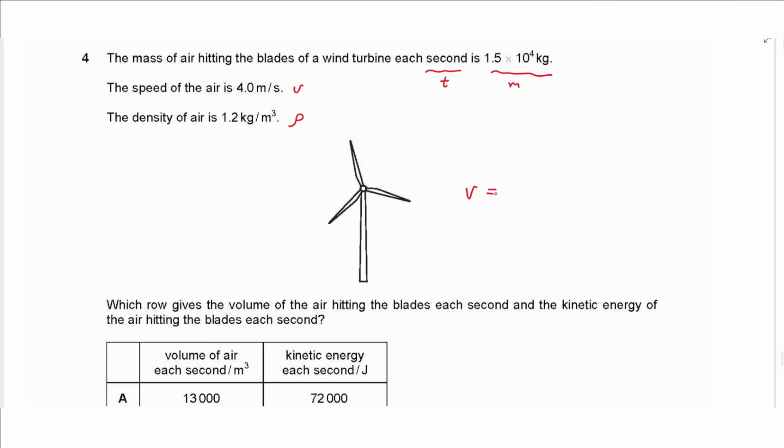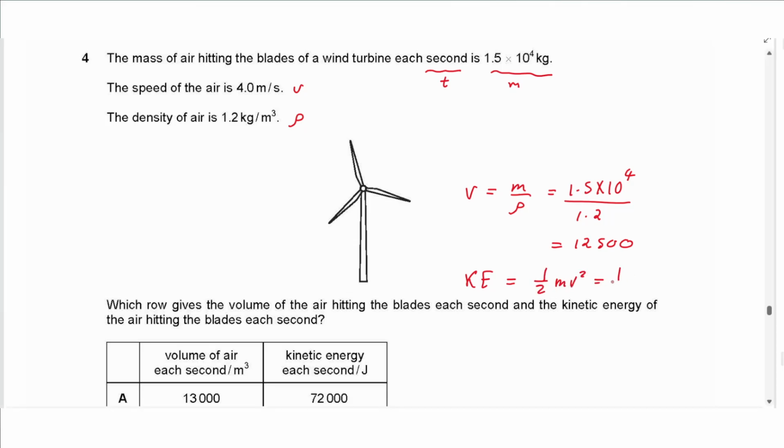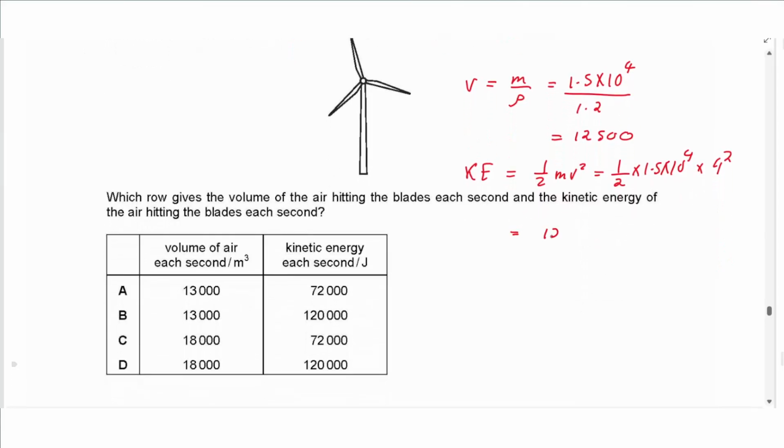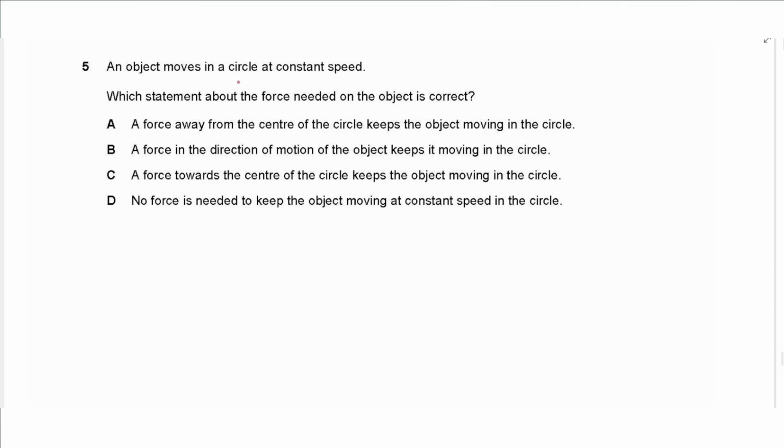So the volume can be calculated as mass divided by density. So we have 1.5 times 10 to the power of 4 divided by 1.2. That gives an answer of 12,500. And for the kinetic energy, we calculate half mv squared. So we have half multiplied by 1.5 times 10 to the power of 4 multiplied by 4 squared. And that gives an answer of 120,000 joules. So for 12,500 we can approximate that to 13,000, and for the kinetic energy we have 120,000, so the answer is B.